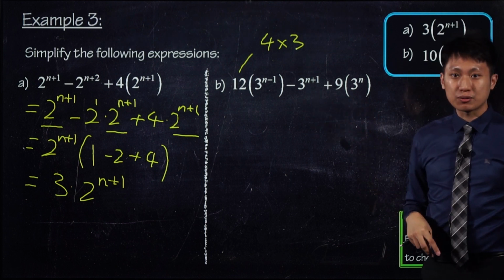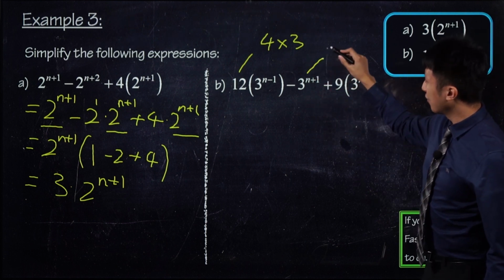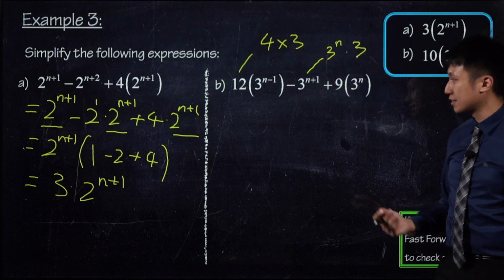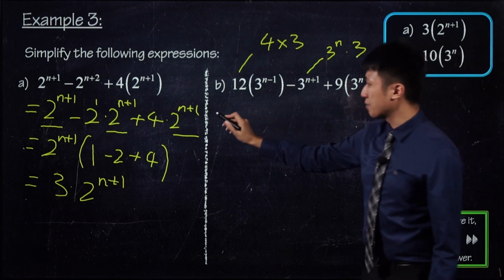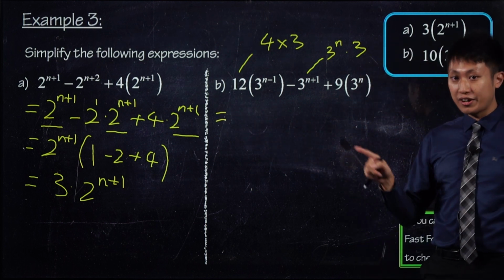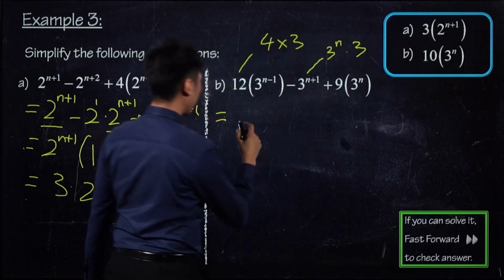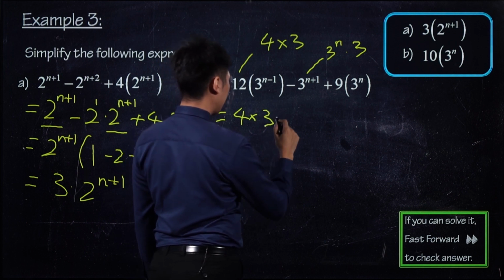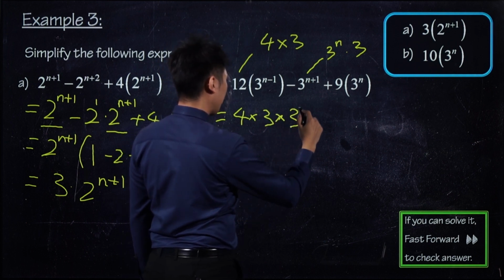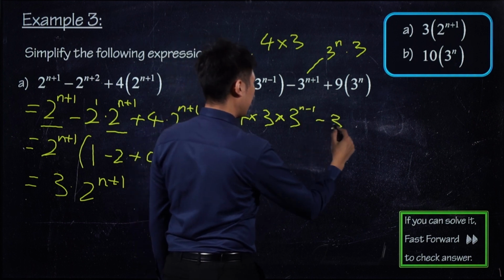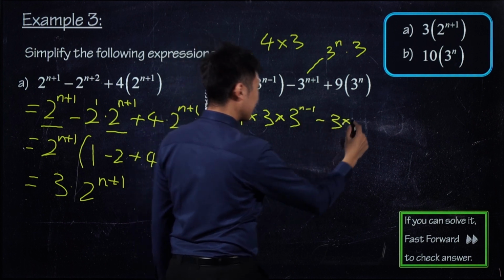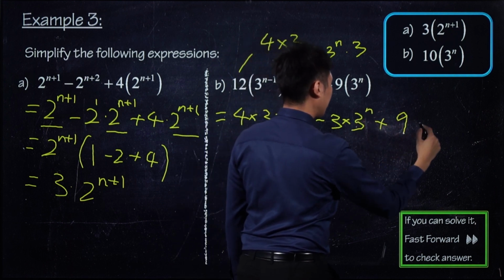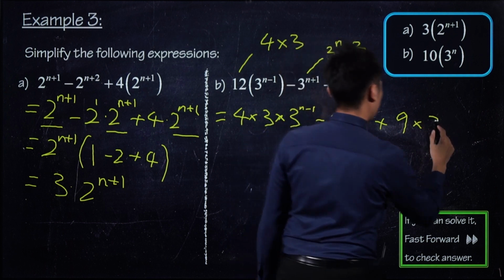So this one is 3^(n+1). 3^(n+1) you write as 3^n times 3. Okay, 3 should be written in front so that it's nicer. But it's okay. So we're going to simplify this, and our common factor is 3 to the power n. Okay, so now I'm going to write this 4 times 3 times 3^(n-1), then minus 3 times, okay, I'll be consistent, multiply now, and then plus this one, 9 times 3 to the power n.